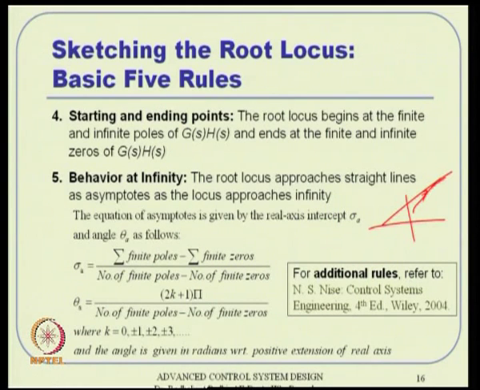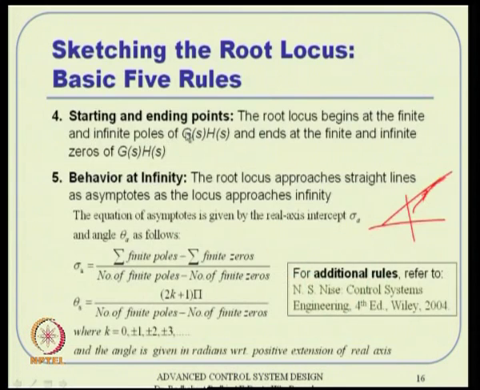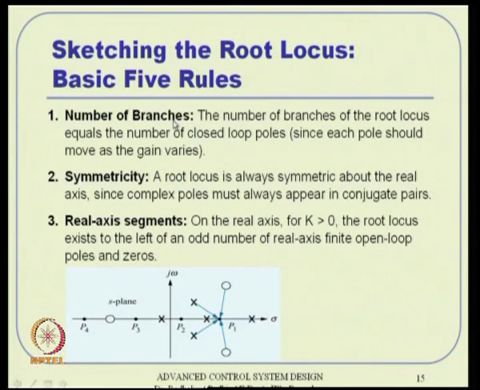Well, this is a review class, so I will not go into too much detail on those, but using these 5 rules, let us study that small example that we discussed before. This is the system that I am talking about, and these are the 2 poles and these are the 2 zeros of this open loop transfer function. Going back to rule number 1, the number of branches is equal to the number of poles, which is 2. So, there must be 2 branches.